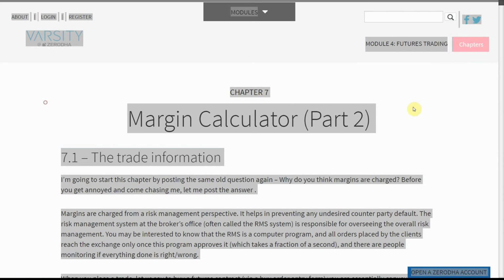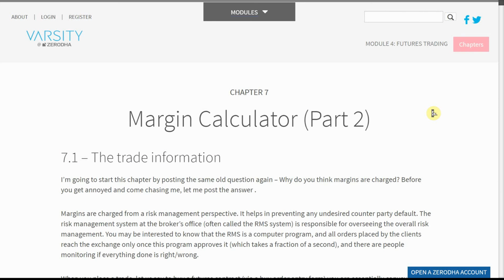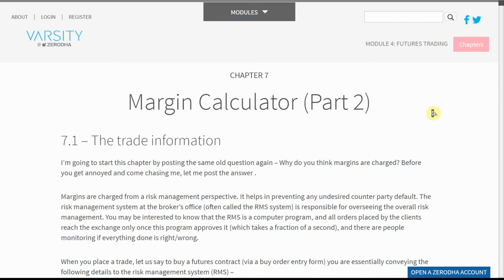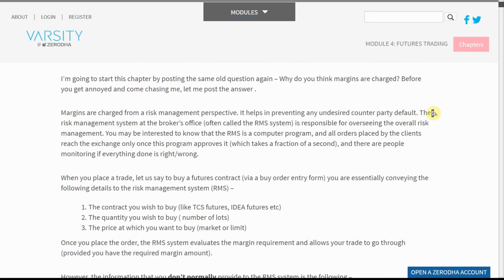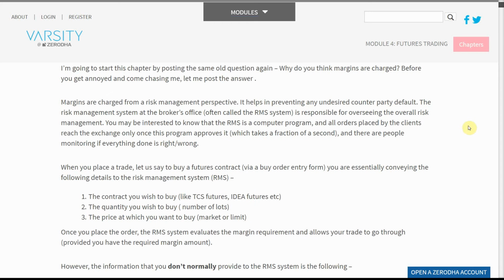Open a Zerodha account. Chapter 7. Margin Calculator, Part 2. 7.1 The Trade Information. I'm going to start this chapter by posting the same old question again. Why do you think margins are charged? Before you get annoyed and come chasing me, let me post the answer.